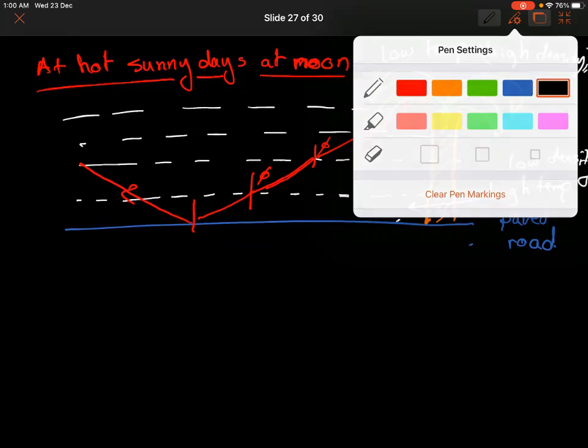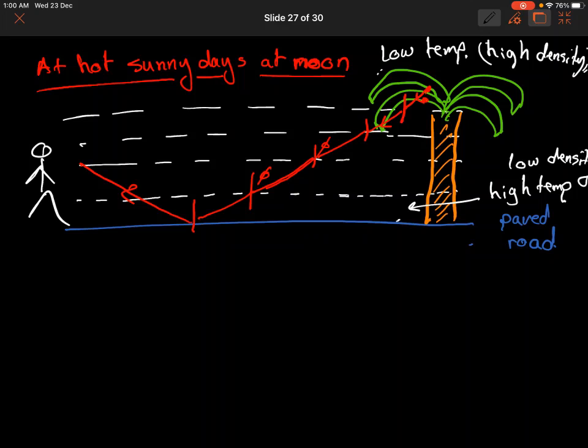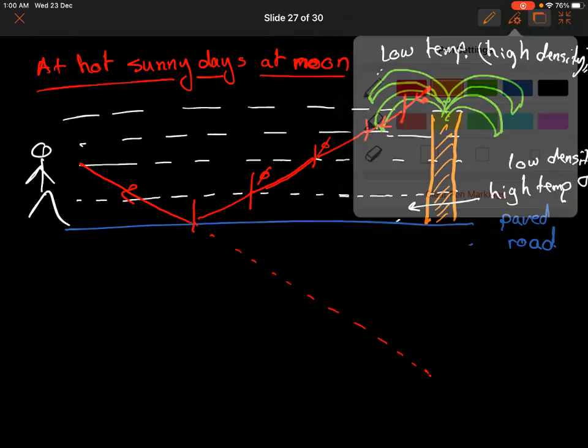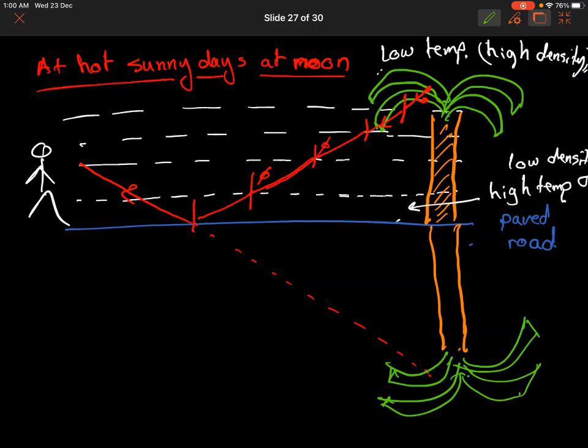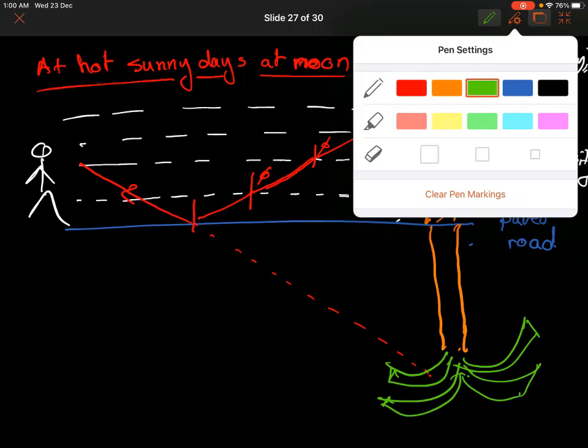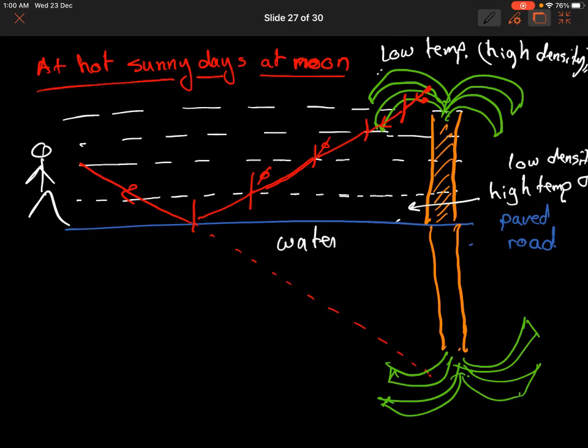The person can see the object on a straight line. Look at this. This is a vision. And this person can see the palm tree this way as an inverted image. Yes, the palm tree as an inverted image. It is also called a watery inverted image. It looks like it is in water. This is the phenomenon of mirage.